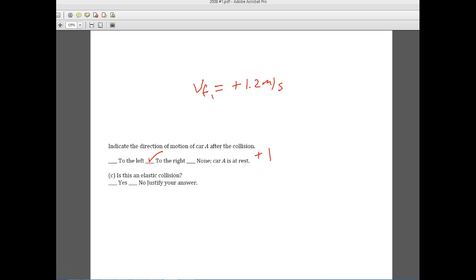And then we have one more thing to solve for. It says, is this an elastic collision? And it is not totally elastic. So it's not totally elastic is what we're going to say. And the reason it's not totally elastic, and so therefore it's kind of in between an elastic and a, oh shoot, what do we call it? An inelastic collision. We're going to say no, and then we're going to justify our answer. And it's because in an elastic collision, the final kinetic energy should be equal to the original kinetic energy. And here, the kinetic energy is not conserved, so it cannot be totally elastic.